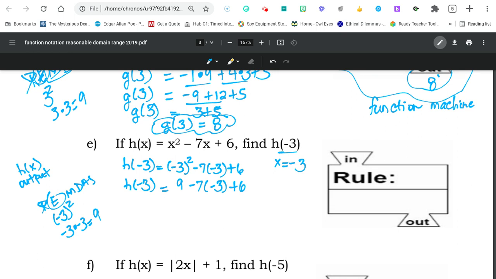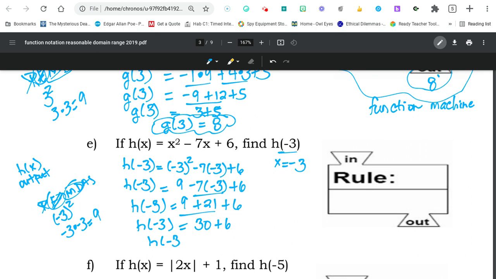All right, so I'm going to put positive 9 minus 7 times negative 3 plus 6. Get rid of your multiplication and division. I see multiplication. Bring down that 9. Negative 7 times negative 3, I'm going to look at it as positive. That's positive 21 plus 6. And all I have left to do is add. 9 plus 21 is 30, and 30 plus 6 is 36. So when I put in negative 3 and my function label h, I get out 36. So h of negative 3, well, the function evaluated at negative 3 equals 36.